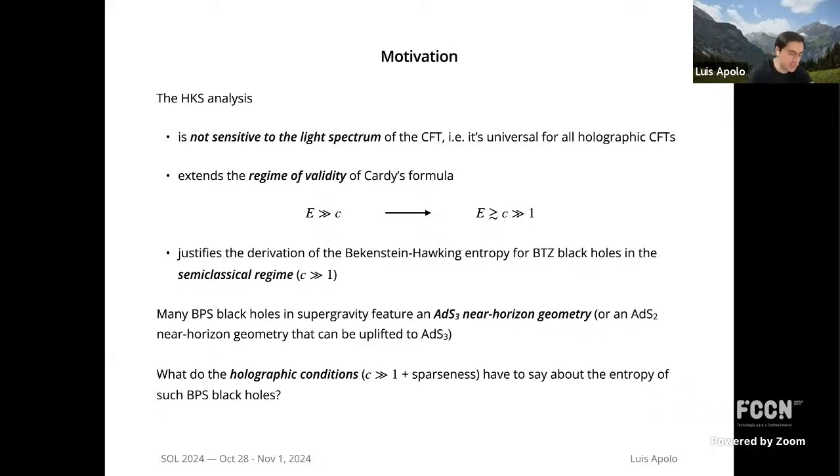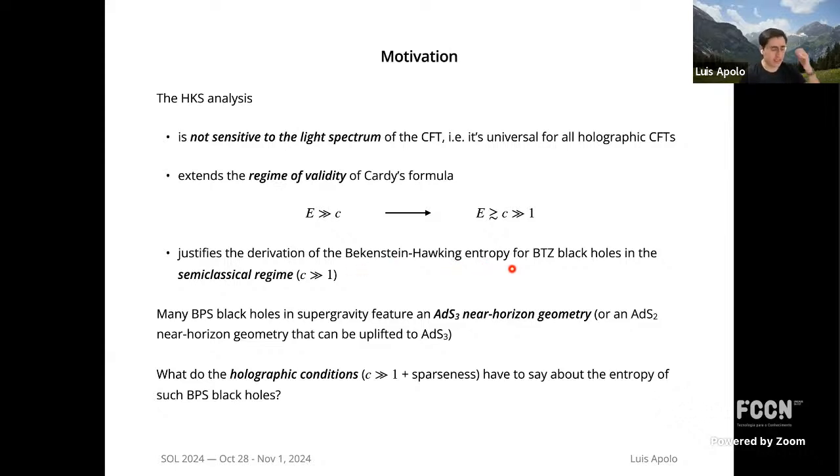So Cardy's formula was originally derived in a regime where the energy of the state, whose density you're trying to estimate, is much greater than c. But once you impose this sparseness condition using HKS, you find that now you can describe the density of states whose energies are of the order of the central charge. And of course, you assume the central charge is much greater than 1 because you're still interested in having a semi-classical bulk description.